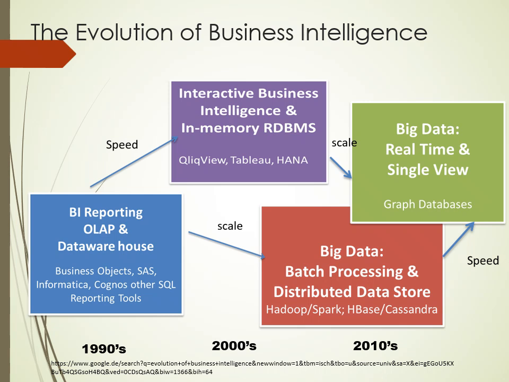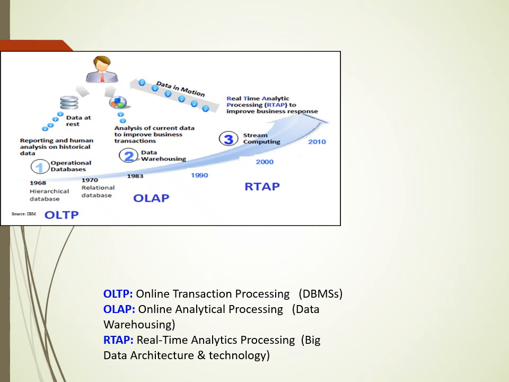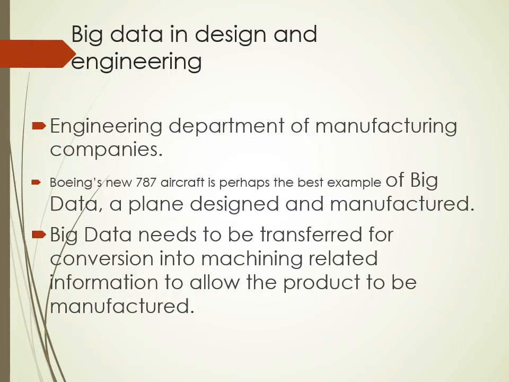The evolution of business intelligence: interactive business intelligence and in-memory analytics, big data with real-time and single view, batch processing and distributed data stores, and BI reporting, OLAP and data warehouse. OLTP is online transaction processing and OLAP is online analytical processing, which means data warehousing. RTAP means real-time analytics processing in big data architecture and technology.